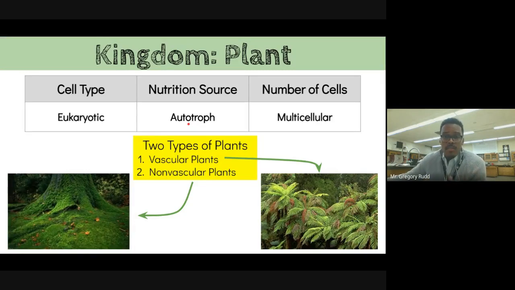So photosynthesis. Photosynthesis is the process that uses light, which is why we have the root word photo, to make, which is why we have the root word synthesis, food. It uses light to make food. And that's what autotrophs do. They do photosynthesis. Now, we can subdivide this plant kingdom into vascular plants and non-vascular plants.